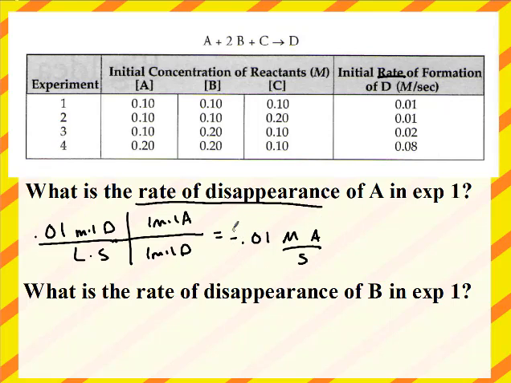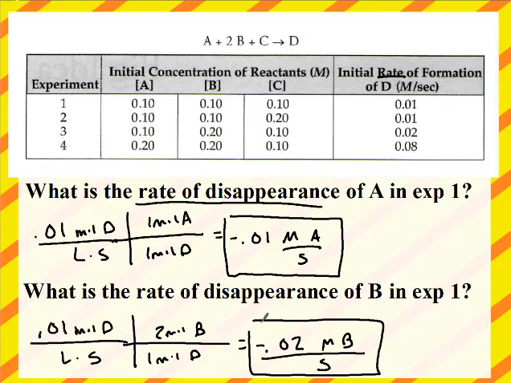Technically, it is a decrease of 0.01 molarity of A per second. And this one is a 1 to 2 ratio, so it's going to be decreasing twice as fast as A. So negative 0.02 molarity of B per second.